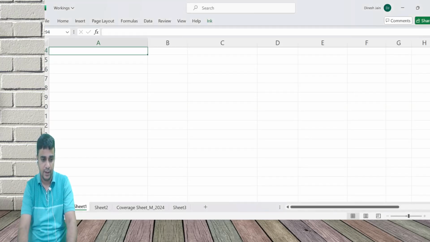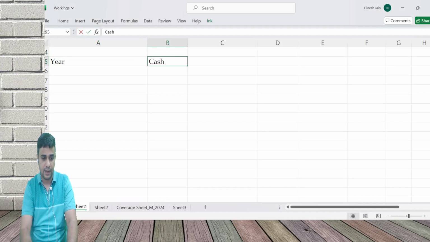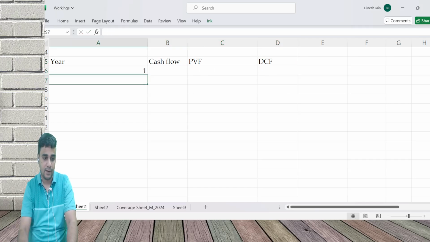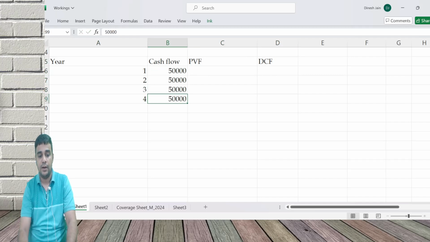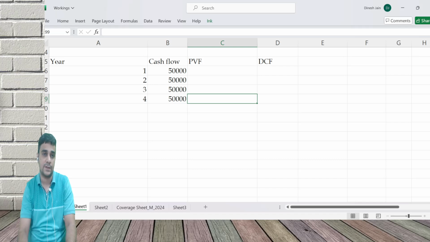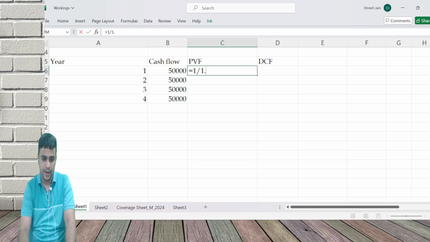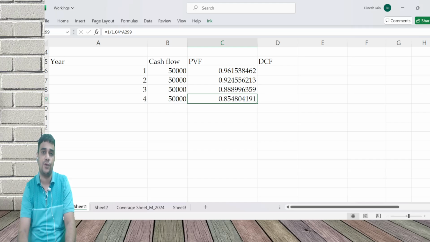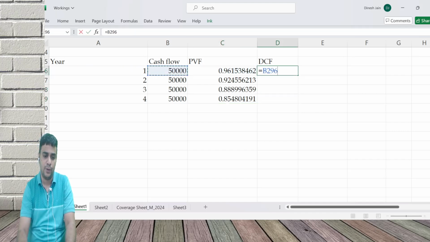Let's assume year, cash flow, PVF, DCF. There is no end to this. Every year you are getting 50,000. Your discount factor is 4%, so 1 divided by 1.04. First year, second year, third year, fourth year, it keeps going on like this, and its present value today is 50,000 into this.